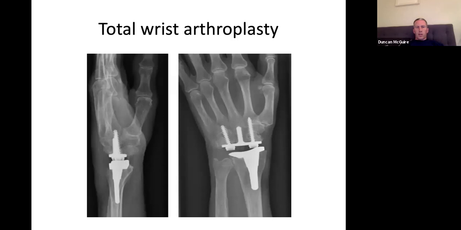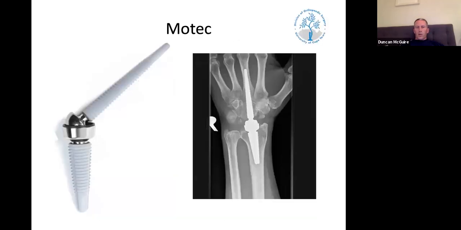You know, hips have been around for a lot longer. The designs are a lot better now, but compared to hips and knees, wrist replacements are still in their infancy in regard to getting the best articulation. What we prefer in our unit is to use the Motec, which is slightly different. So this is a ball and socket articulation as opposed to the ellipsoid articulation.